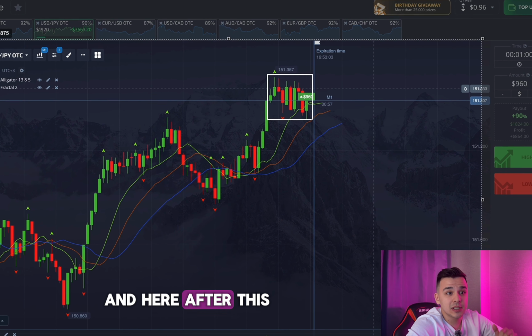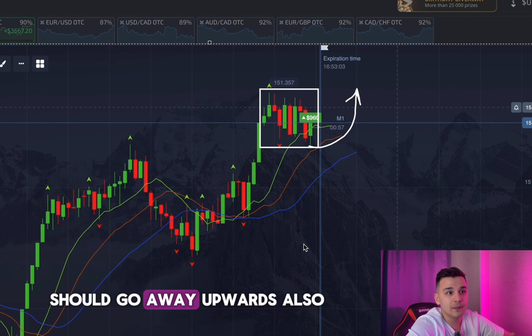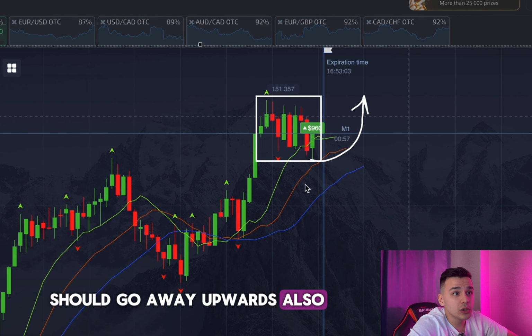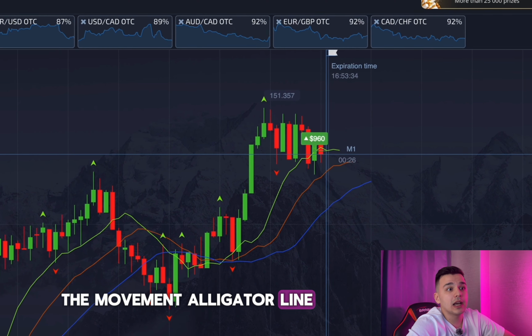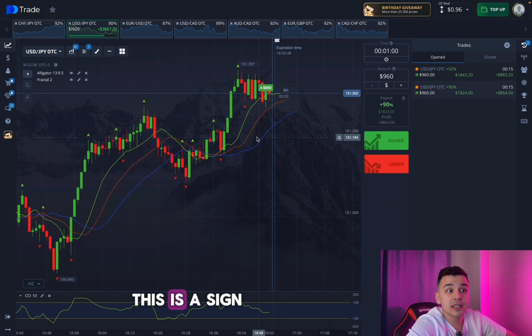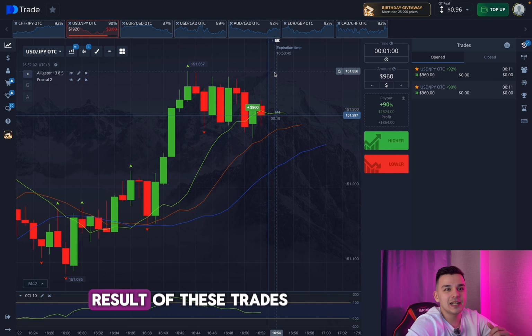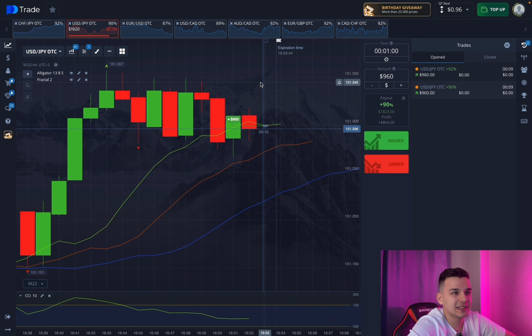And here, after this pullback, I assumed that further dynamics should go upwards, also the moving lines of the Alligator are wide apart and pointing upwards. This is a sign of upward dynamics. So let's look at the result of these trades.